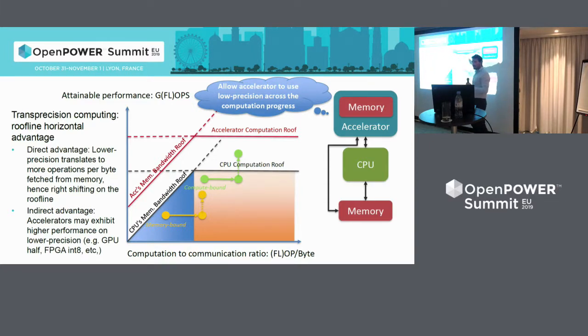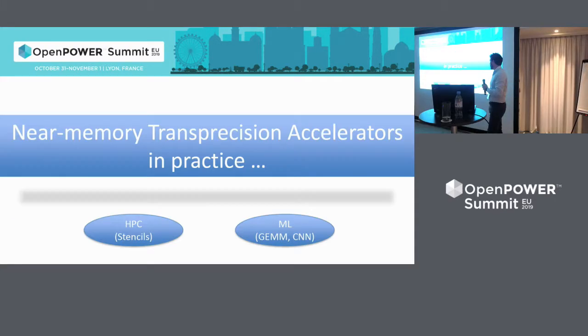And the indirect advantage is that accelerators typically come with better performance when it comes to lower precision, right? Because we have GPUs with float 32, but when it comes to float 16, they can deliver double the performance. So this is the indirect gain. So we're proposing to combine these two techniques, near memory computing with transprecision computing. Okay? So let's see some ideas in practice.